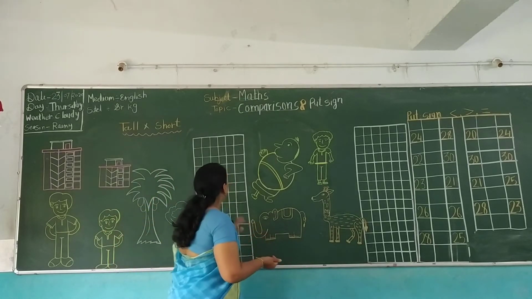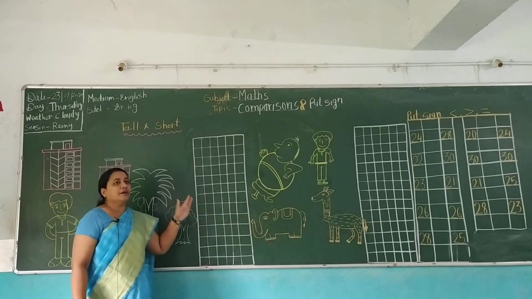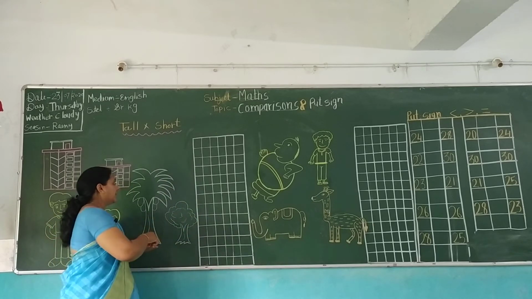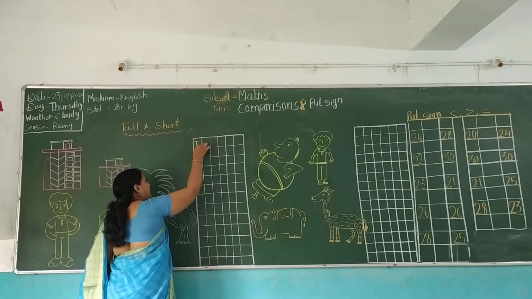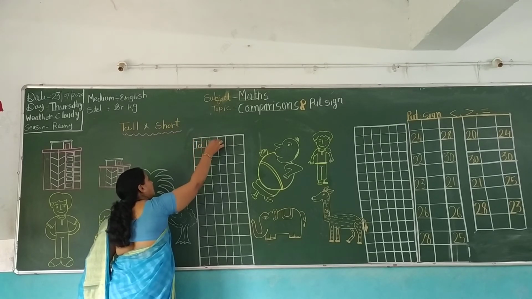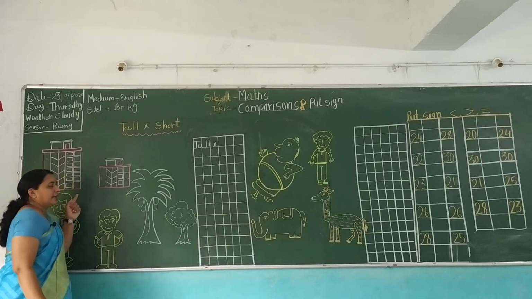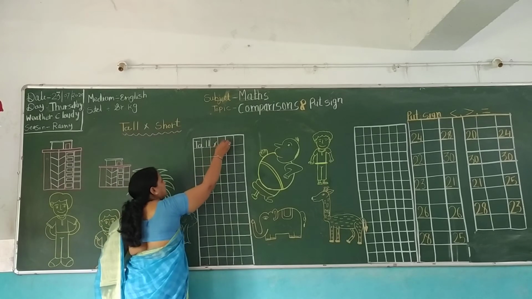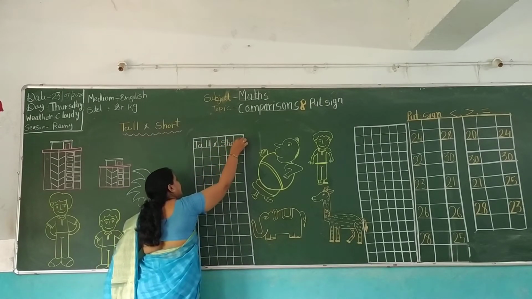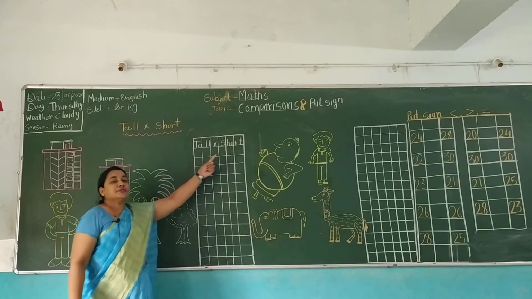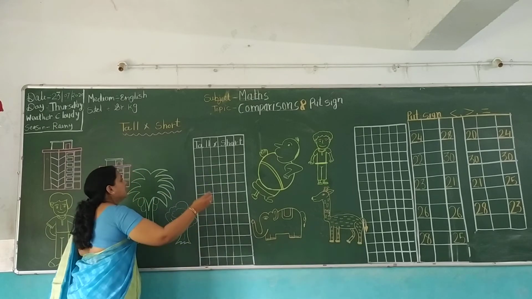Understand? Now we write in our book. So children, look here everybody. It's tall, spelling T-A-double L, tall. It's a tall object. And then short, S-H-O-R-T, short. Tall is opposite to short. Then leave one block.